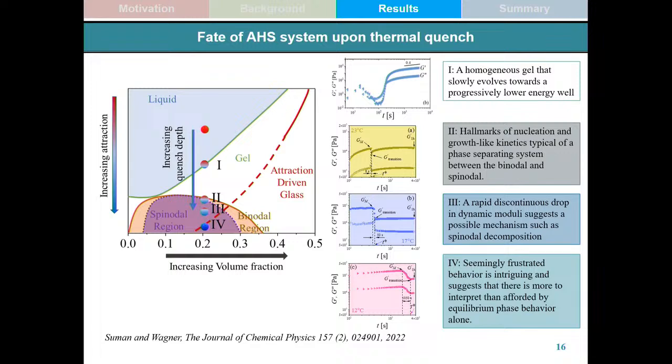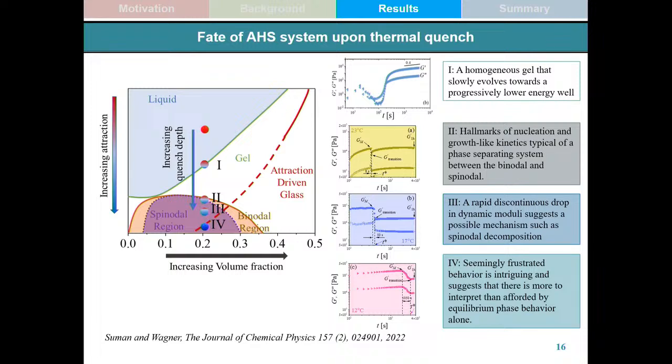So when we are at shallow thermal quench, we are in the gel-like region, but as we decrease the temperature, we have a sudden decrease followed by a slight increase, which suggests nucleation and growth-like dynamics, which suggests that the system might be in the binodal region. As we further increase the extent of thermal quench, there is a sudden decrease in G prime followed by an almost insignificant increase, which suggests a very instantaneous transformation like spinodal decomposition.